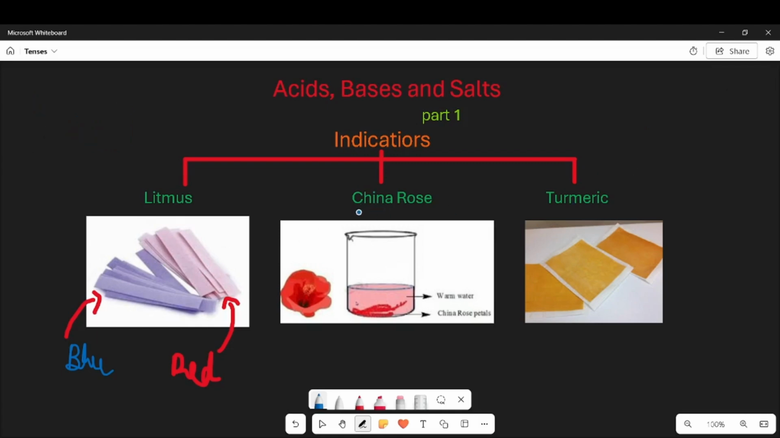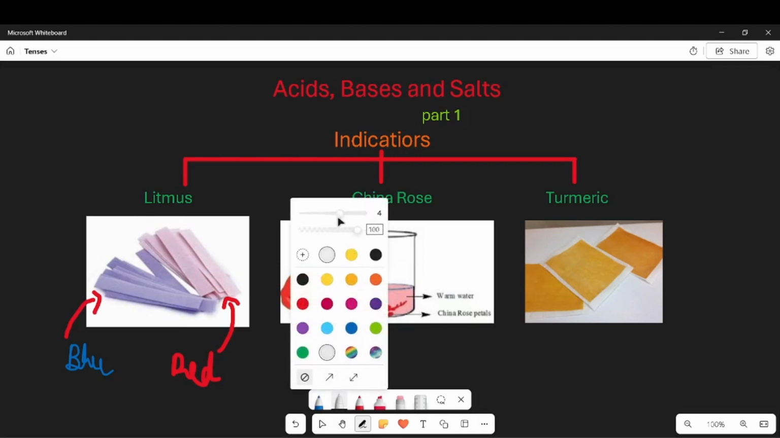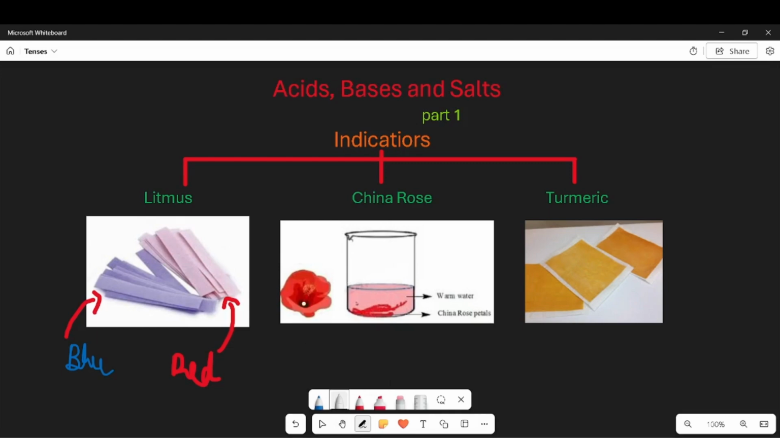Now let's talk about China rose. China rose is simply the hibiscus. Now what do we do with it? We take the hibiscus petals and put them in warm water, and that is our indicator. In chemistry, we call it China rose when we want to talk about the indicator.